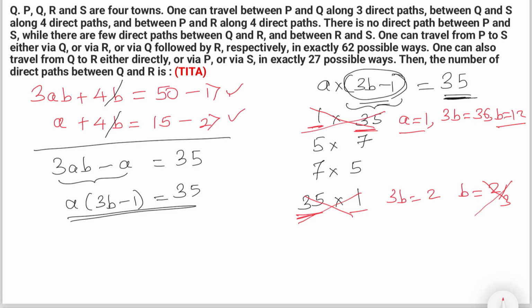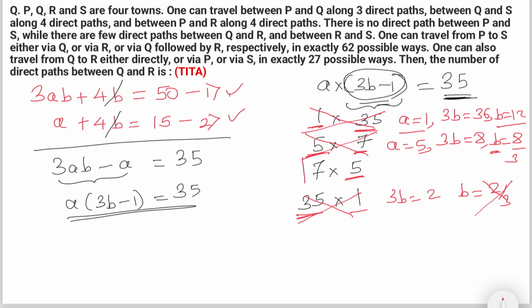And I have a problem in the second case also. If you take A as 5 and 3B minus 1 as 7, 3B is 8. Again I get B is equal to 8 by 3. So just like the last case, the second case can also be very easily ignored, considering that we get the number of ways B as a fraction 8 by 3, which is not possible.